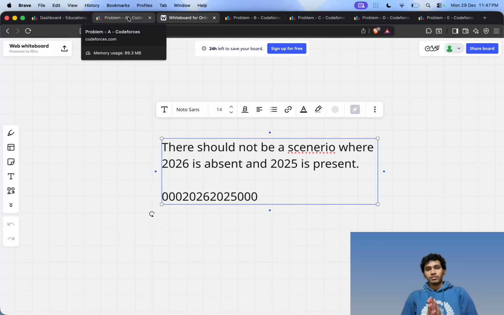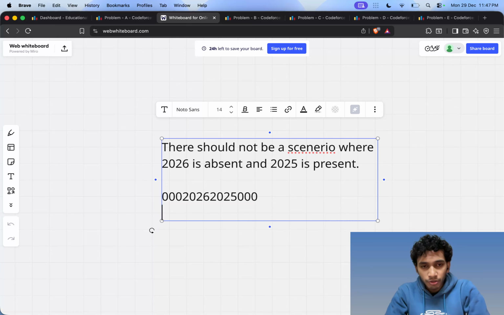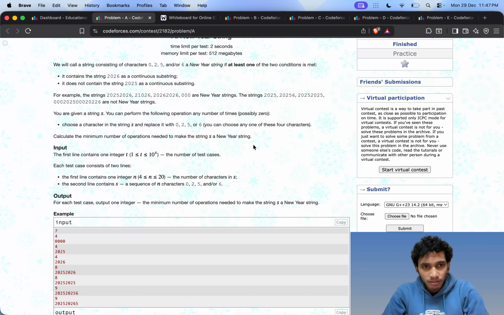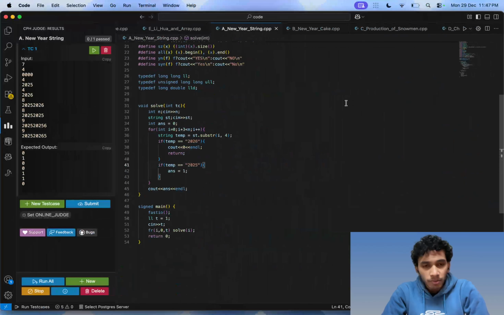Okay, so what is the condition now? The problem is reduced to finding a non-New Year string. We are given a string. Find if it is a New Year string or a non-New Year string. If it is a New Year string, print 0 because no operation is required. If it is not a New Year string, then one operation is required. That is, convert 2025 to 2026 by replacing 5 with 6. Alright, that is it. So let's move to the implementation part of this problem.